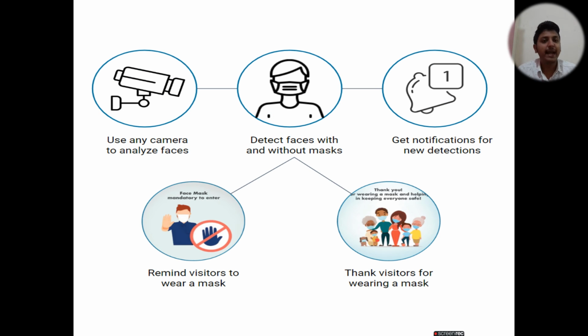Now moving to the next slide, use any camera to analyze faces. So we are using the CCTV camera, or we can use any camera to analyze the faces. Now detect faces with and without mask. So now with our application using AI, machine learning and deep learning, we can find out whether the person is wearing a mask or not. Now getting to the next one, get notifications for new detections. Just as on Facebook we can detect a friend request coming from someone, in the same way in this application we can get notifications for a person who is not wearing a mask, so we can get countable notifications on that.